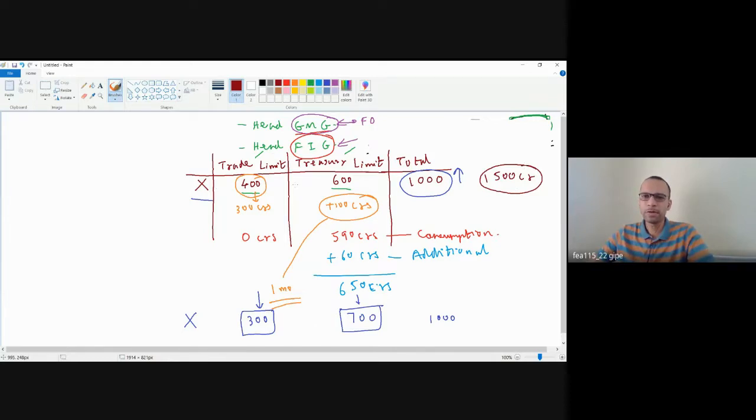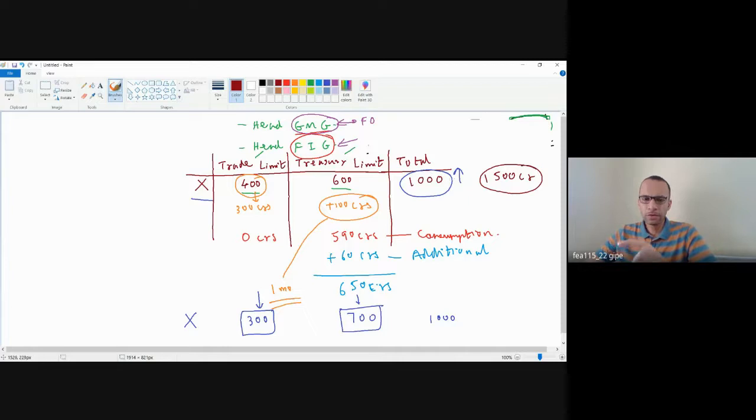So if such a request comes in, this has to go to the RMC for approval. And once they approve it, of course, RMC will be in sync with what FIG thinks as well, because they will be working closely. And finally, if approval comes, then this limit can be revised to 1500 crores. So that way, even your total limit can be increased.